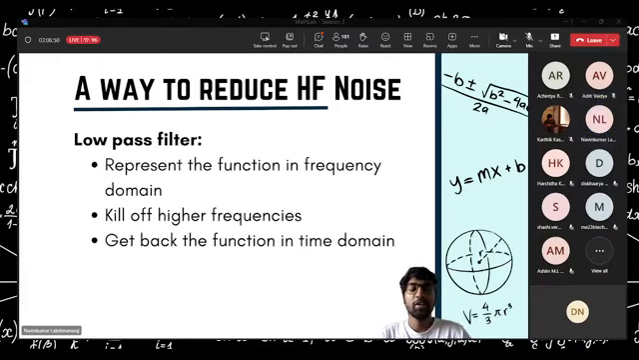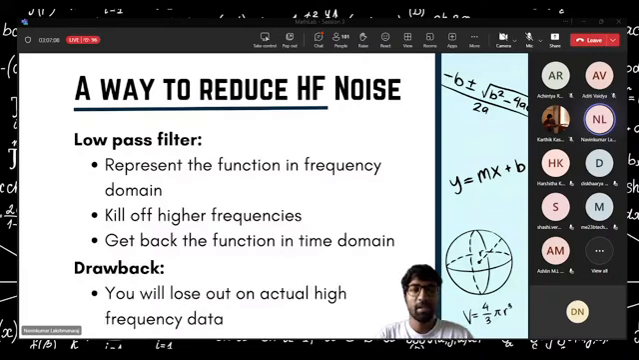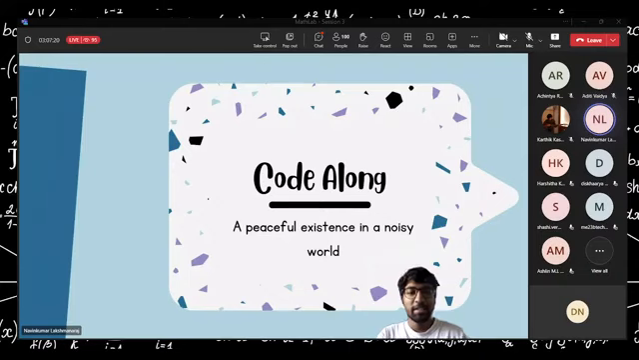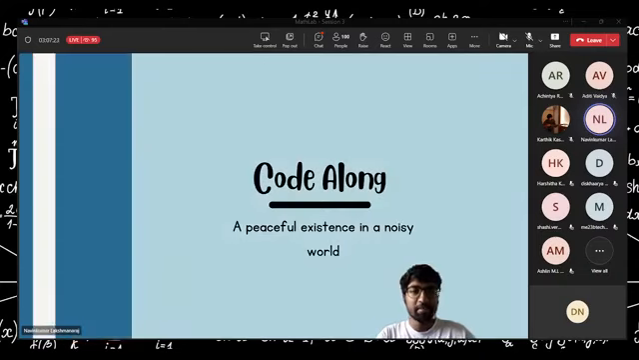So a good algorithm that we can follow is represent the function in frequency domain, kill off the higher frequencies, that is set the amplitude to 0, and perform an inverse Fourier transform and get back the function in time domain. This is what is known as a low-pass filter and has applications in signal processing. A pretty obvious drawback in this method is you will lose out on actual high-frequency data if they were present in the signal that you are trying to denoise. Now, let's see where such a method could actually find some application.